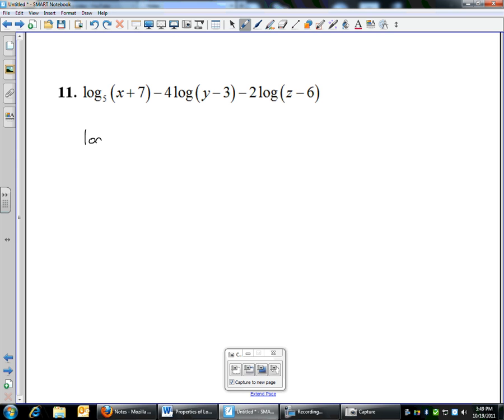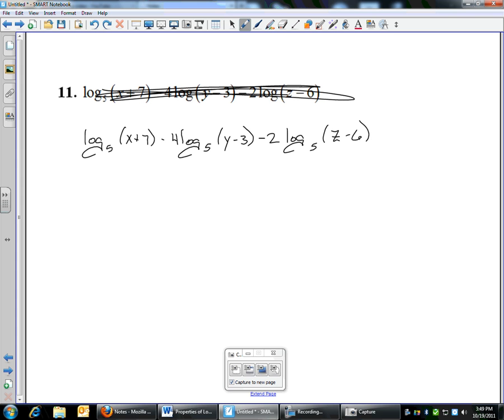So we'll make it log base 5 of x plus 7, minus 4 log base 5 of y minus 3, minus 2 log base 5 of z minus 6. Because otherwise, this can't be done. So change number 11 to all have log base 5s, and we'll deal with that later.